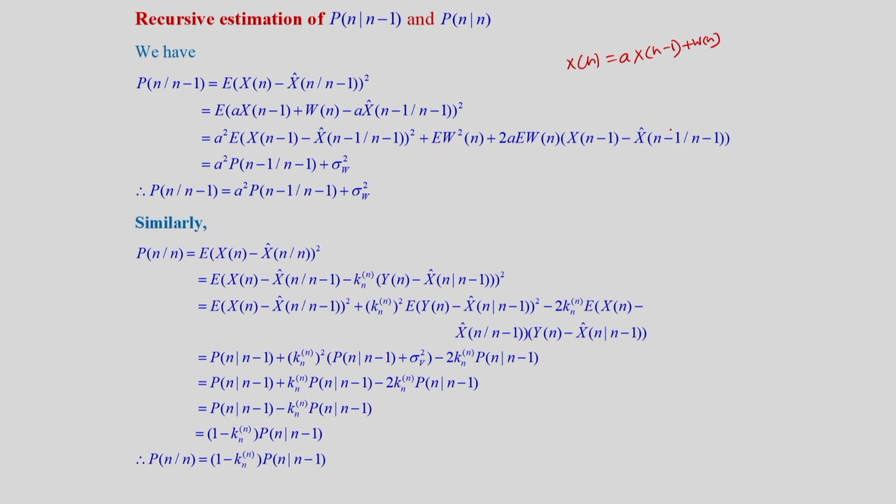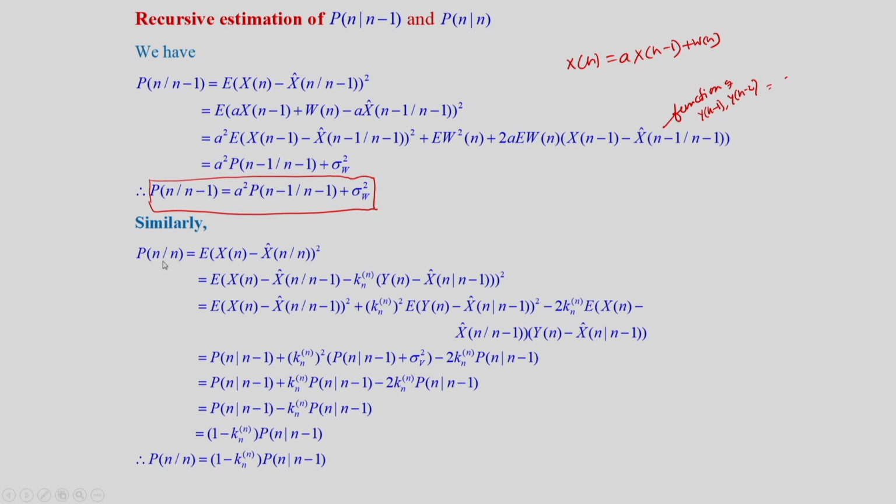So, this is a function of y_(n minus 1), y_(n minus 2), etc. So, that way this will also be independent of w_n. So, this part will contribute 0 therefore. Therefore, we will have P of n given n minus 1 is equal to a square times P of n minus 1 given n minus 1 plus sigma w square. So, this is the one recursive expression for the mean square prediction error.